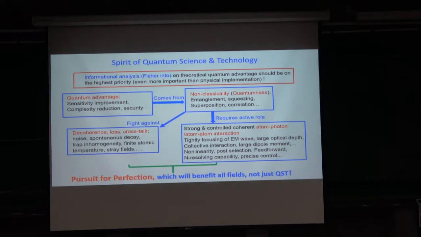For example, in quantum sensing, you use some entangled state like a GHZ state or NOON state, and you can gain some sensitivity. However, noise is always existing, and in that kind of case, what's the quantum advantage you can gain? You want to calculate that even before you do the experiment. So I believe theoretical study on the quantum advantage is very, very important. Sometimes I think it's even more important than physical implementation. You want to know how much you can get in advance.